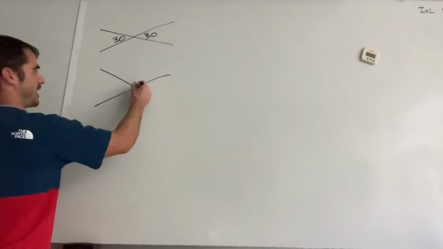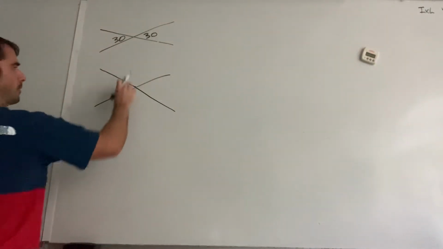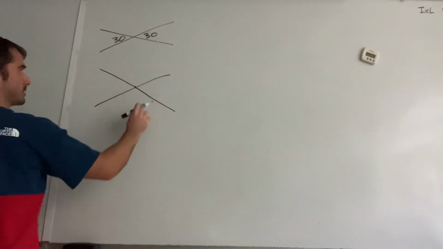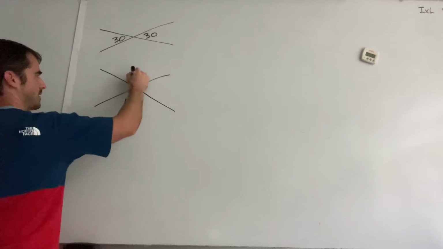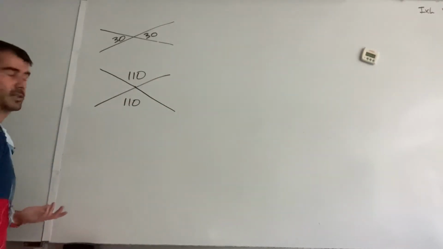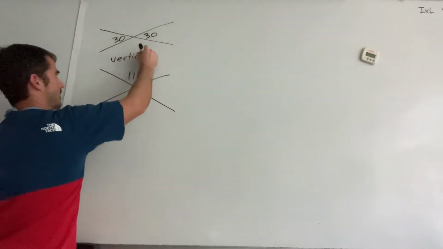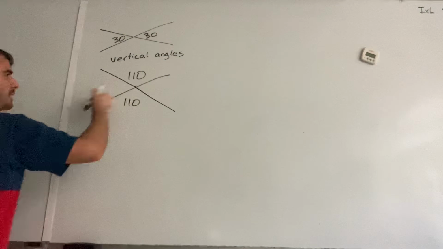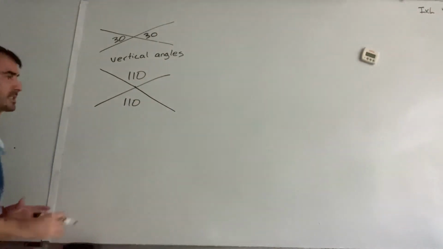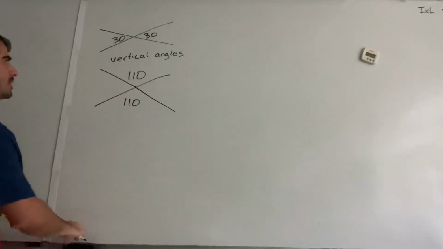Okay, not until they cross do they form what would be considered vertical angles. So in this one, let's say this is 110. That means this is 110. Okay, so that's vertical angles. I'll write that. All right. So again, they are formed by two lines that cross each other, and the sides that are opposite of each other will be equal.